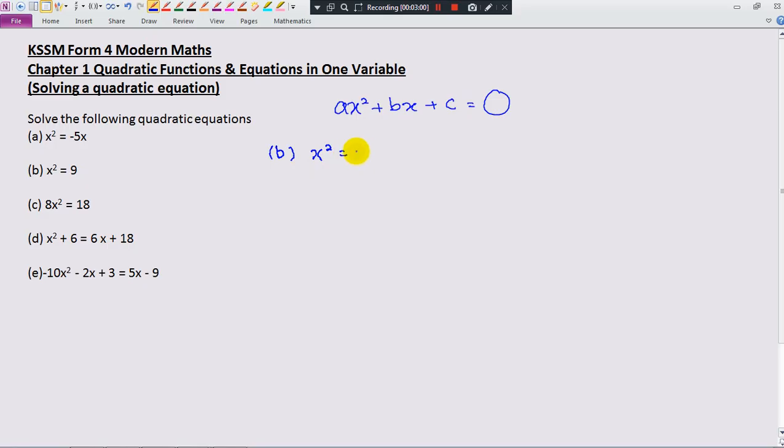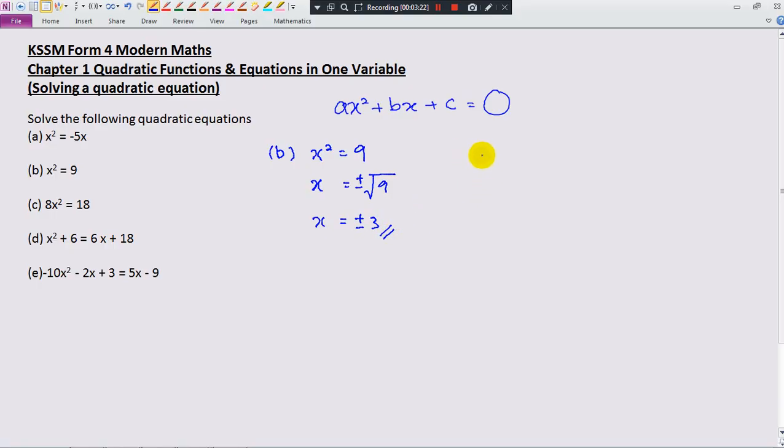x squared is equal to 9. So the easiest way to solve it is you just square root both sides, right? x is equal to square root 9, but don't forget you have to put plus and minus because this is even power here. So x is equal to plus and minus 3. Which means the x can be 3 or can be negative 3.